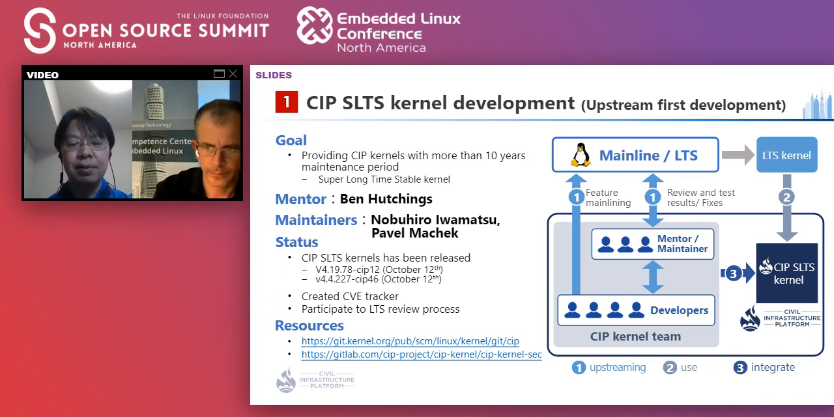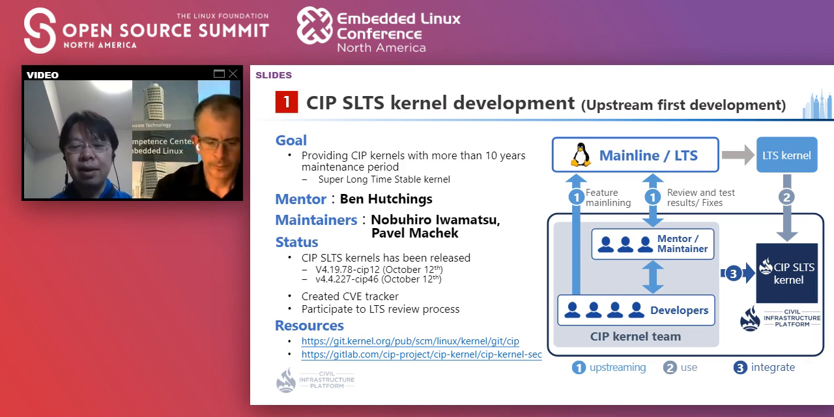The project is mentored by Ben Hutchings, who is also a Debian kernel maintainer and currently works on the stable releases. He mentored our maintainers, Nobuhiro and Pavel, to work with the stable community. Our maintainers are experienced kernel developers, but we would also like to have more experience from experienced stable maintainers. That's why we have this structure, mentor and maintainers.